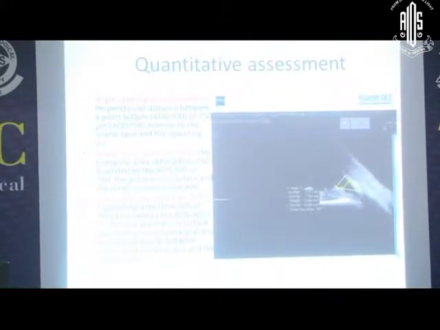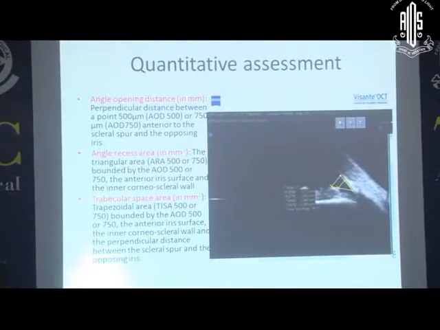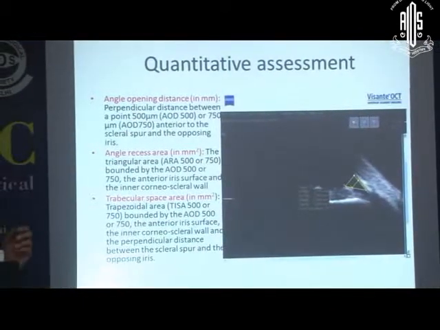Now the Visante OCT has several scanning protocols in which the enhanced anterior segment single scan and the high resolution scans are the most useful. Since there is going to be a separate talk on the glaucoma part of it, I will not elaborate on this. But here of course we have both the qualitative and the quantitative assessment in the OCT. In the qualitative, we can find out that this angle is narrow. But in the quantitative one, we can actually enumerate the angle opening distance, the angle recess area, or the trabecular space area. All of this can actually be calculated and put forth.